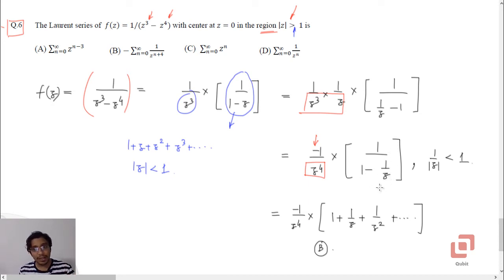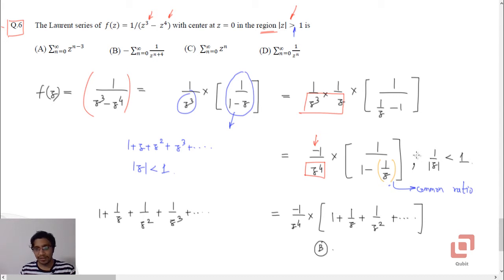Now the geometric series associated with this is 1 plus 1 over z plus 1 over z squared plus 1 over z cubed and so on. Yes, because now we don't have z there, we have 1 upon z. So this 1 upon z is actually the common ratio. And what is the convergence criterion for this?